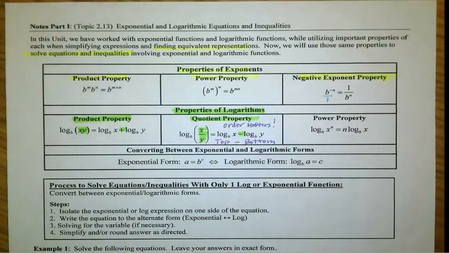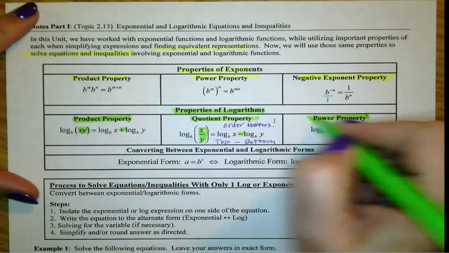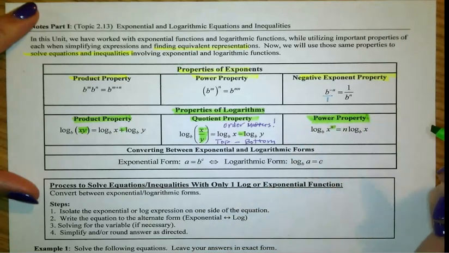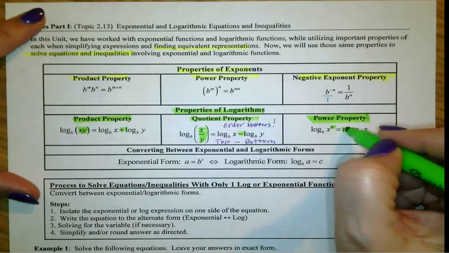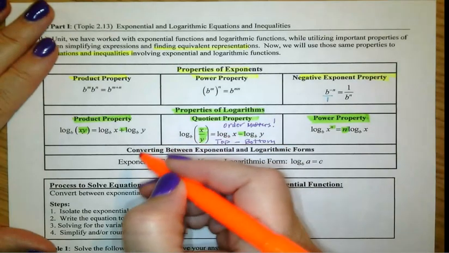All right, and the third property we reviewed in the last lesson was the power property. And the power property means inside the argument there is a power, and if there's a power inside the argument, you can drop it in front of the log and make it become a multiplier. We have also looked at converting between exponential and logarithm forms.